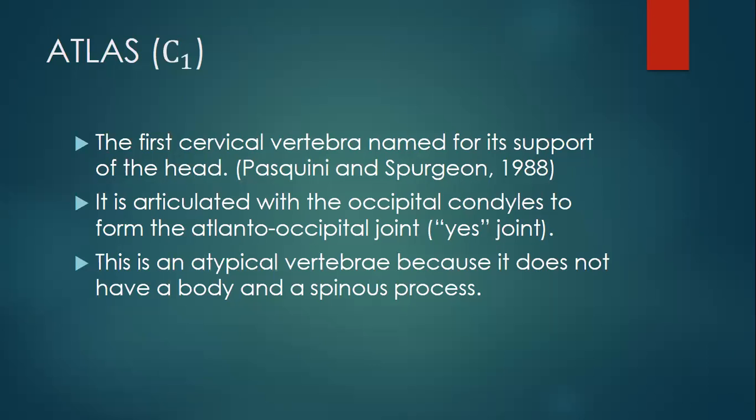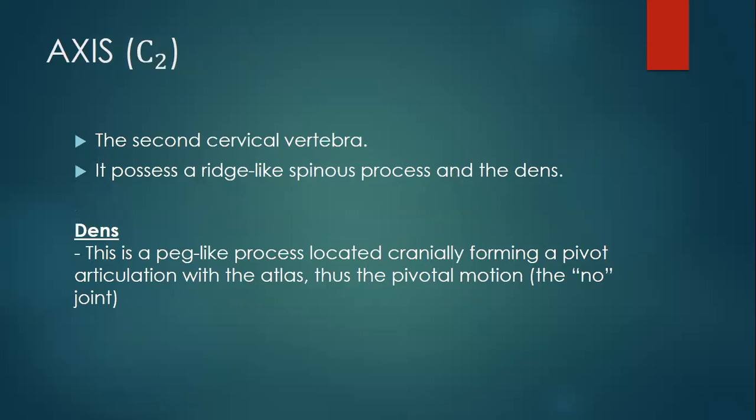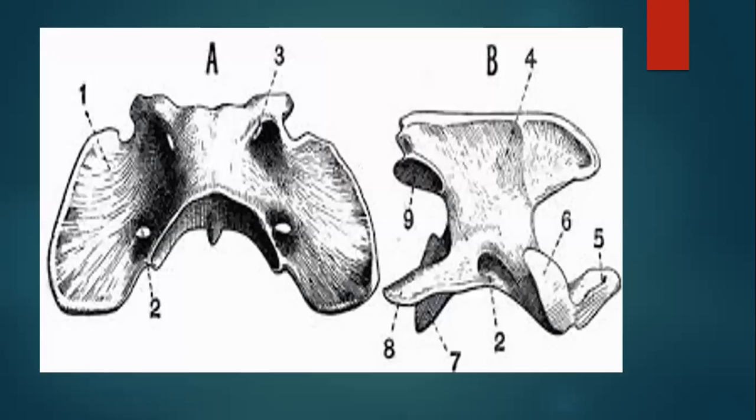process. The second one is the axis, and it possesses a ridge-like spinous process and a dens, which is a peg-like process located cranially, forming a pivot articulation with the atlas, thus the pivotal motion, or the "no" joint.